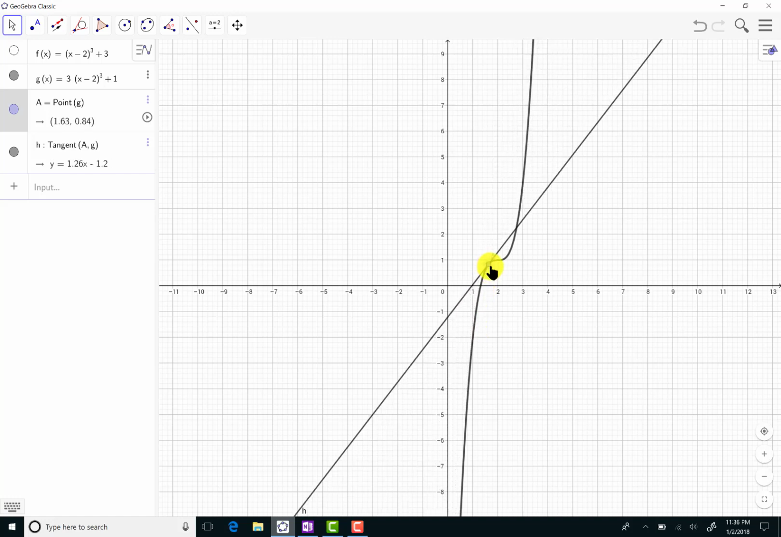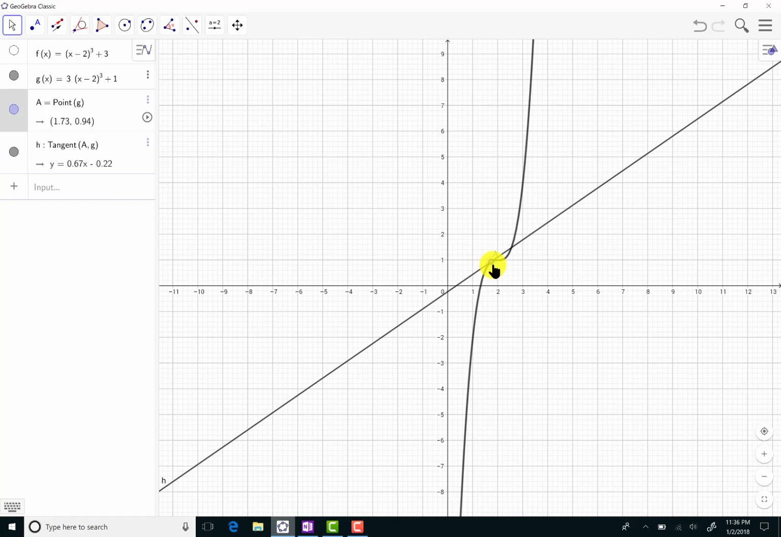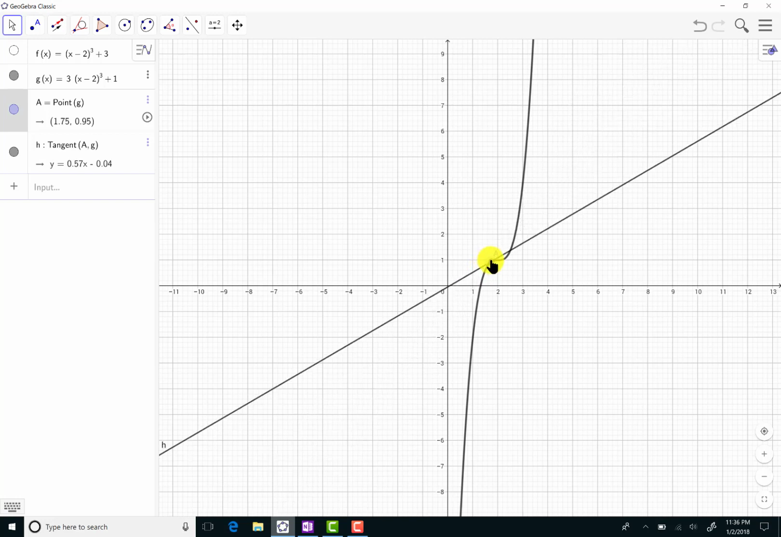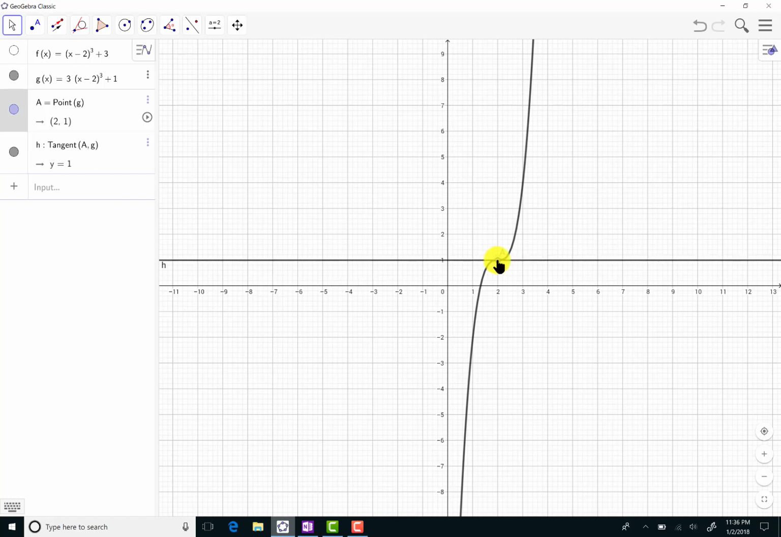Do you see this? If you look, all these tangent lines happen to have positive slope, but that's not the important thing. Notice this. The tangent lines are above the graph until I get to 2. Right at 2, if I can stop it, it's flattened out. But then after 2, look what happens.